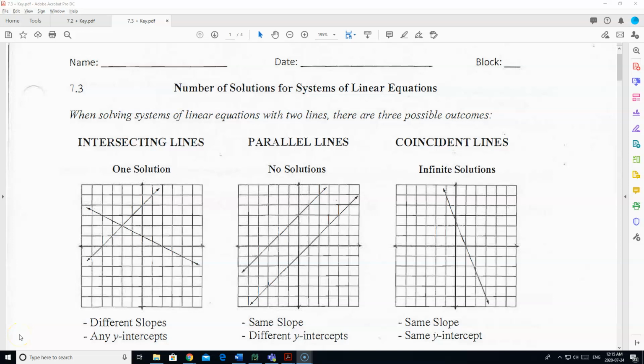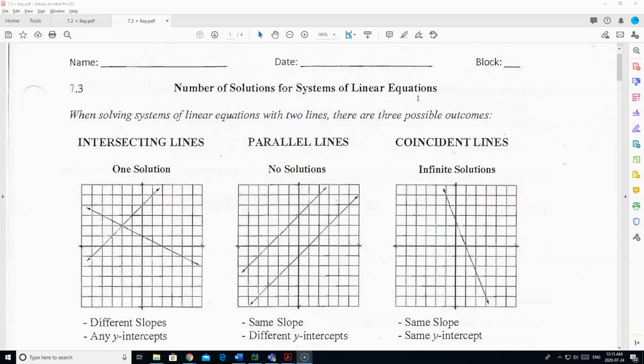Okay, 7.3, number of solutions for systems of linear equations. In this section we're just going to look at cases with two lines, though there could be more. When would there be only one solution? When would there be an infinite number of solutions? And when would there be no solutions?